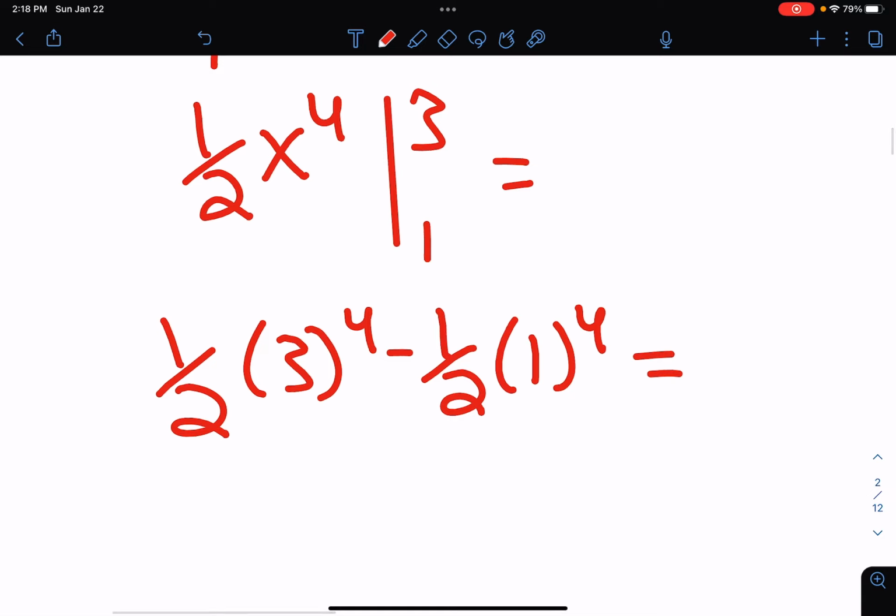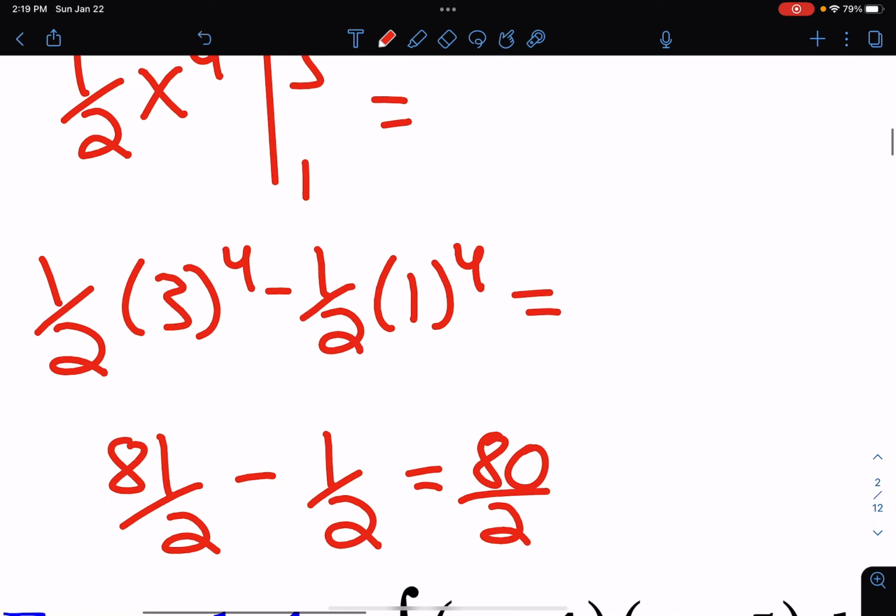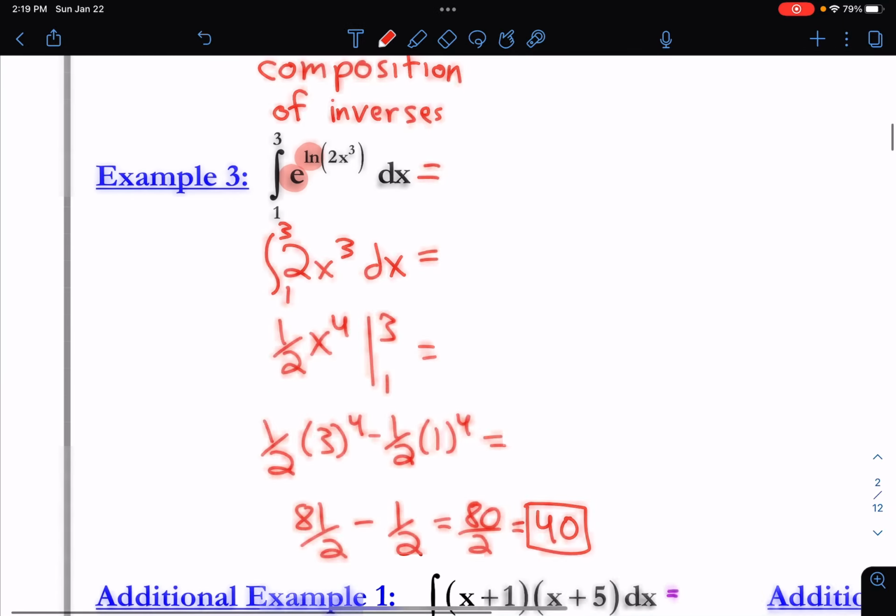And so 3 to the 4th is 81. So this is 81 over 2. 1 to the 4th is 1. So this is minus 1/2. So this is 80 over 2, which we know is 40. That's my final answer.